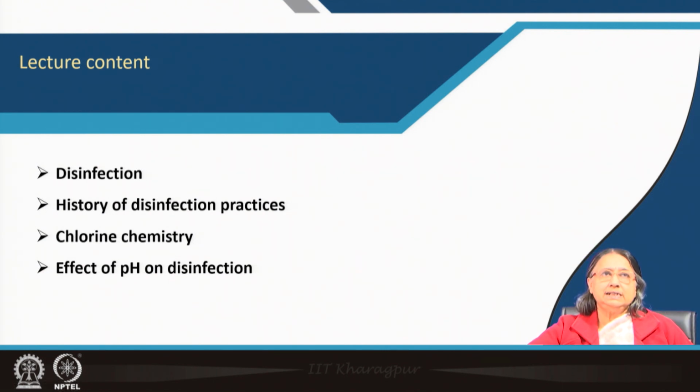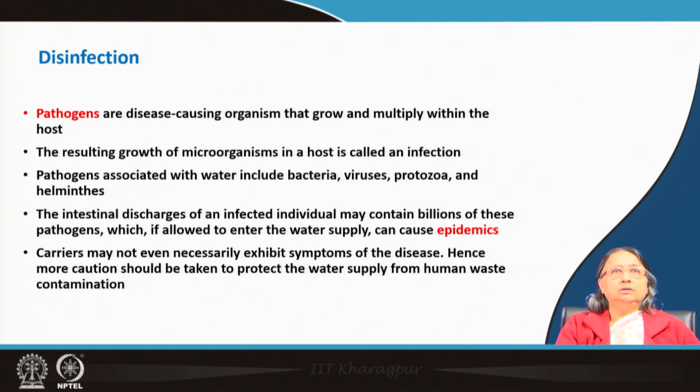We all know what disinfection is. There is some difference between disinfection and sterilization. By disinfection we kill the pathogenic microorganisms, and by sterilization we kill all types of microorganisms. Now, what are pathogens? Pathogens are disease-causing organisms. They grow and multiply within the host. The resulting growth of microorganisms in a host is called infection.